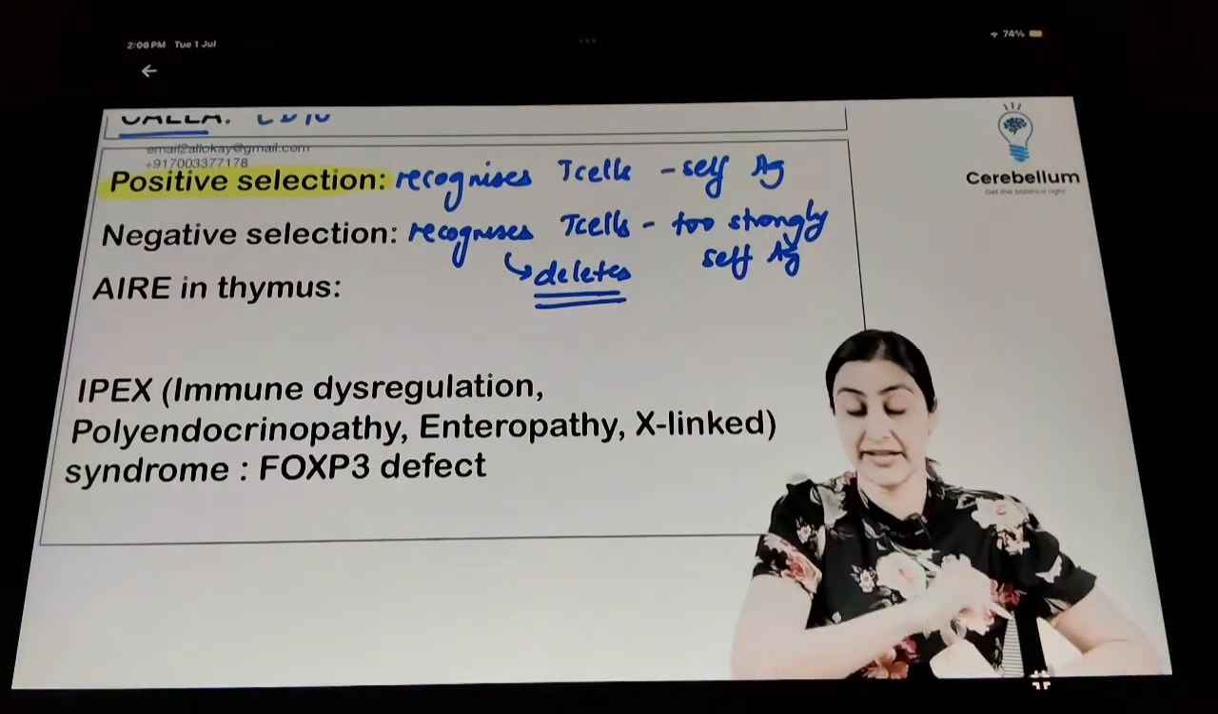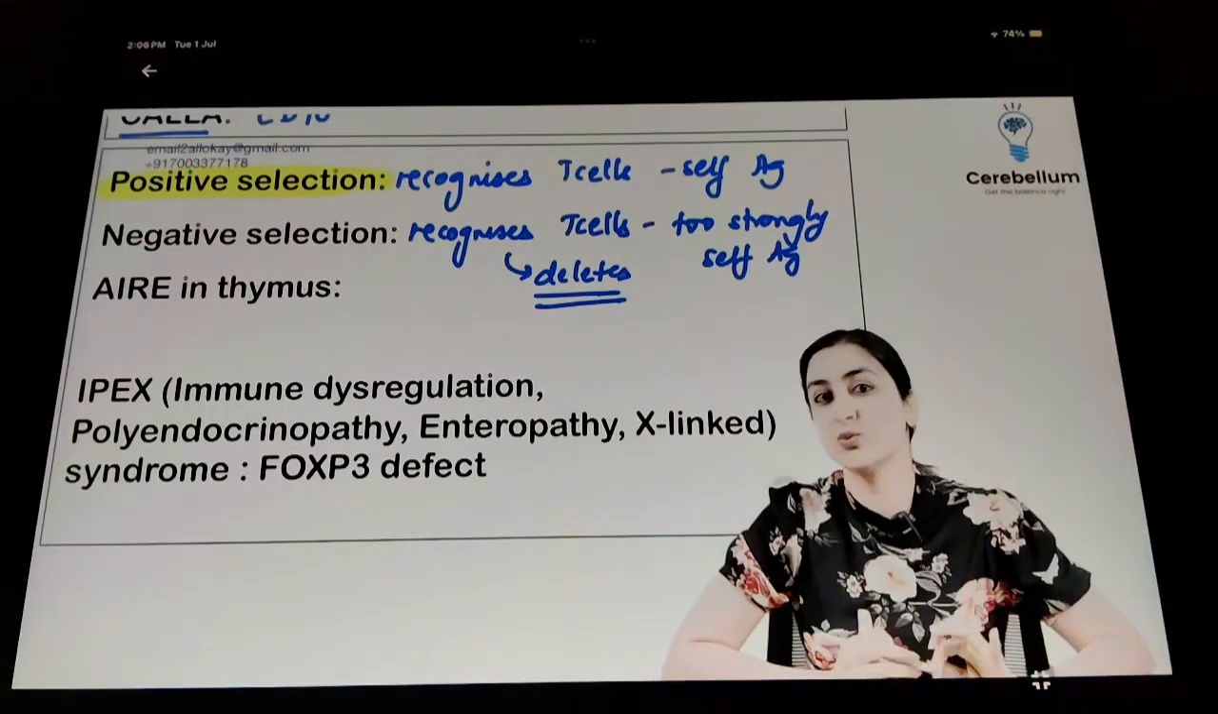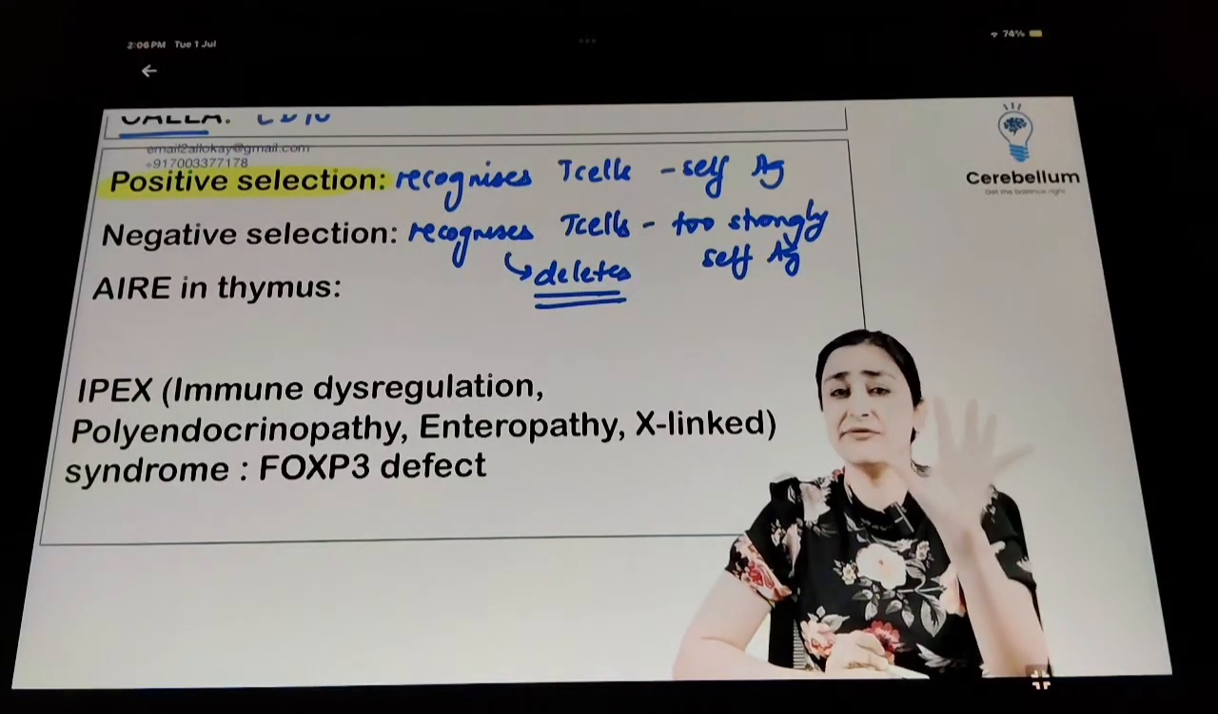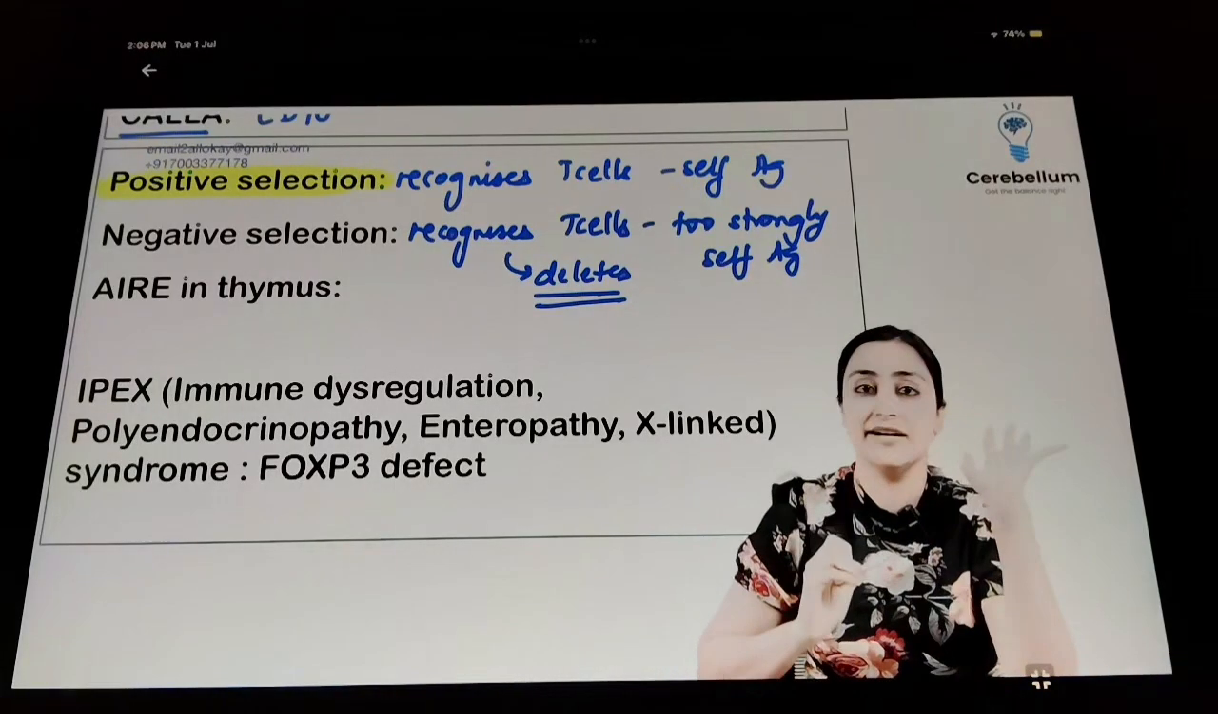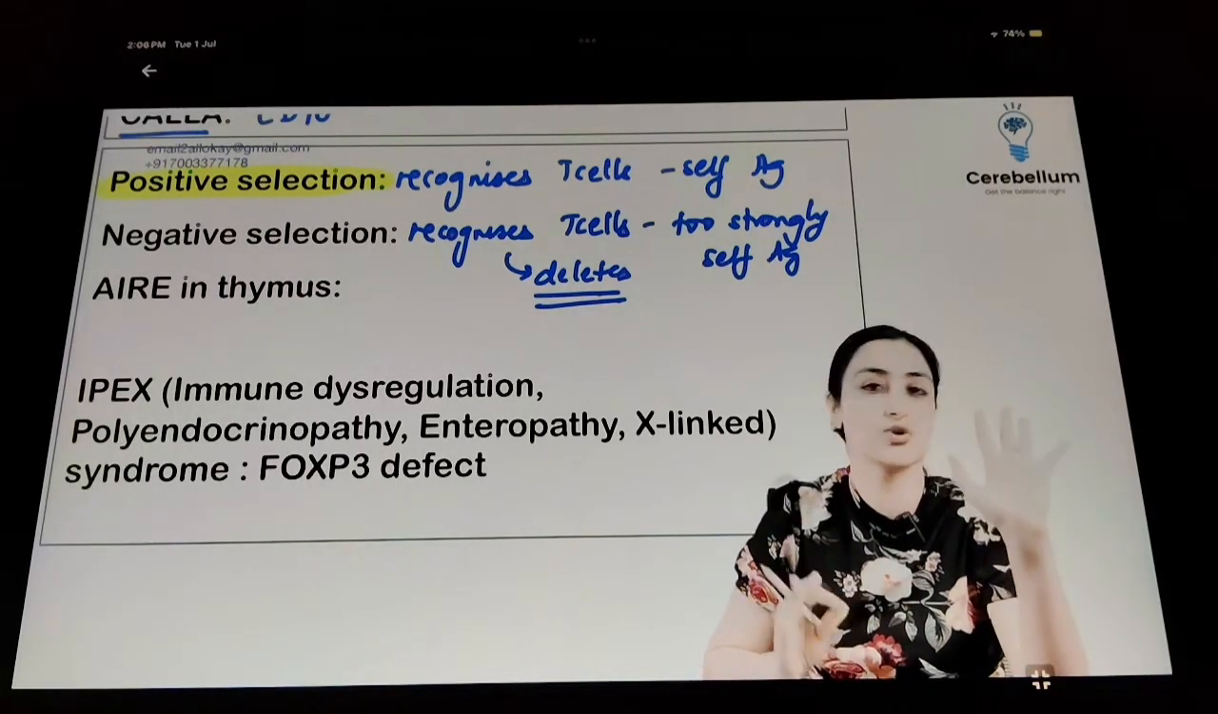I'll give you an example that you might relate to. If you're looking for a life partner, there are 2 things you have to fulfill. First, they should have enough emotional maturity that they can bind to you. That much should be there, that they can bind. So that is positive selection. That little emotional quotient is necessary.